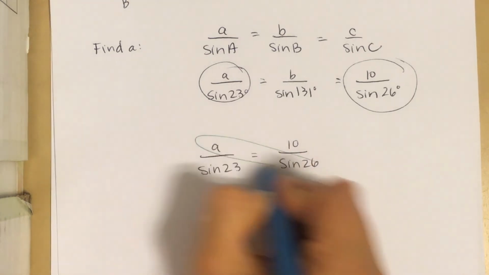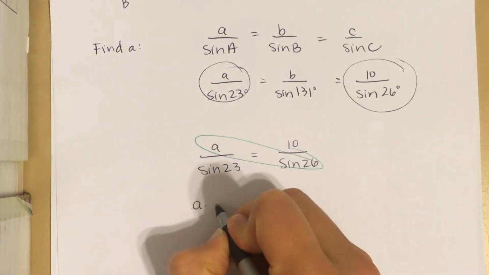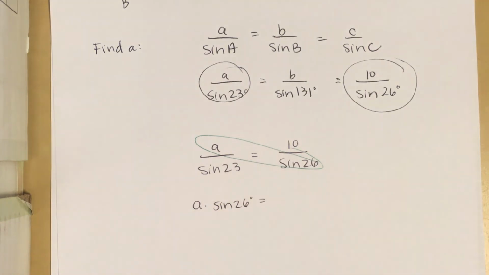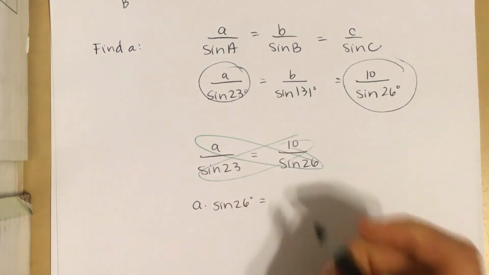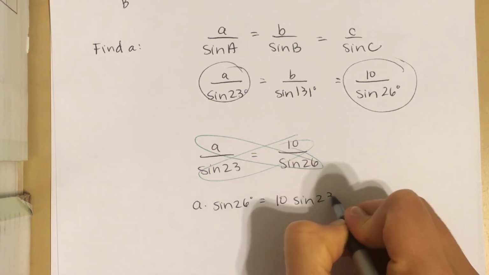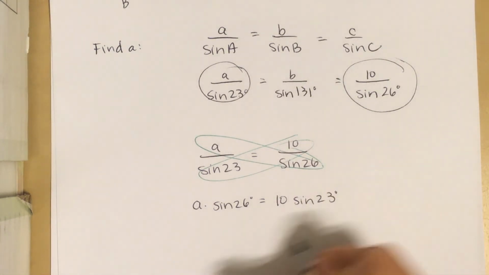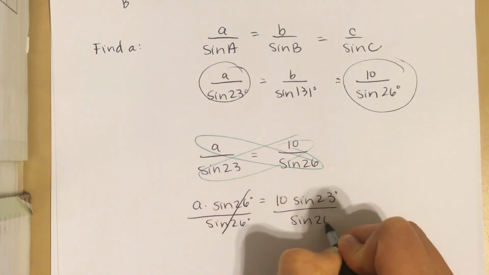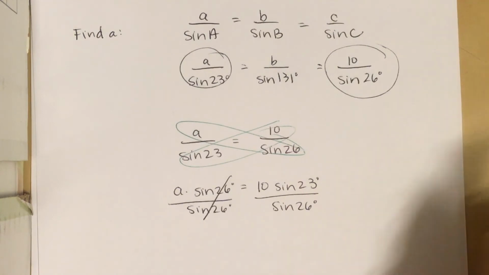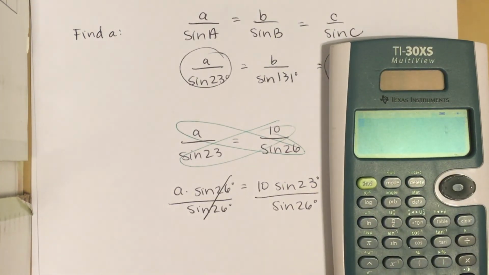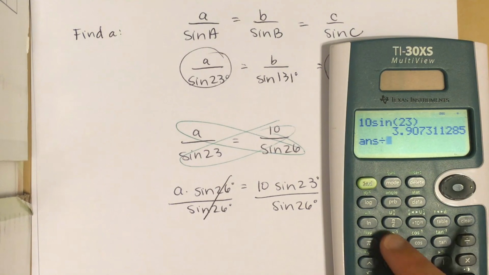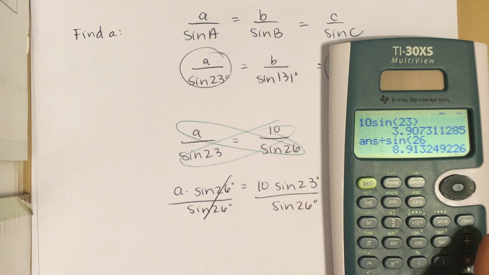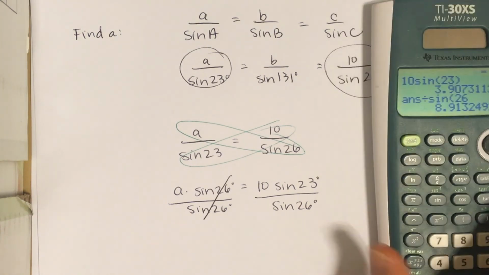All right, let's cross multiply. So the top of one fraction times the bottom of the other equals the top of the other fraction times the bottom of the first. And we need to solve for a, so that means I need to divide by sine of 26 degrees. All right, so a equals this fraction here. Everything over here is all numbers and calculator buttons. As long as you're in degree mode, you can type that into your calculator. I usually type in the numerator and then divide by sine of 26. Either way, you get 8.91.